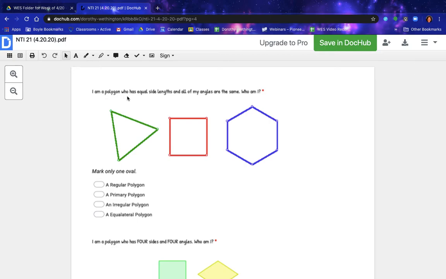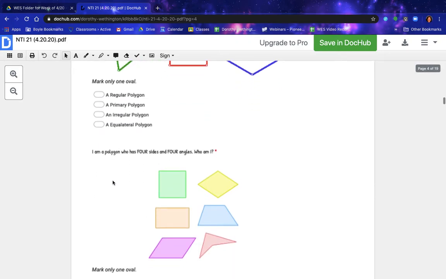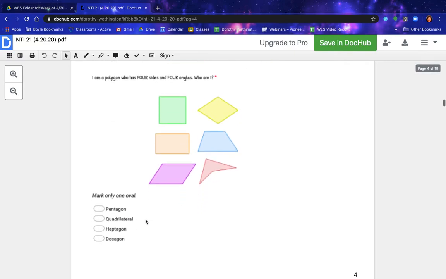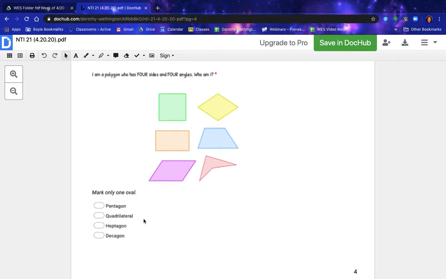I am a polygon who has equal side lengths, and all of my angles are the same. Who am I? A regular polygon, a primary polygon, an irregular polygon, or an equilateral polygon? I am a polygon who has 4 sides and 4 angles. Who am I? A pentagon, quadrilateral, heptagon, or decagon?